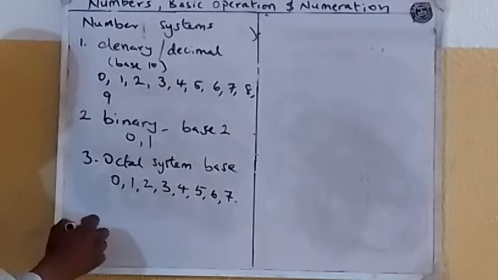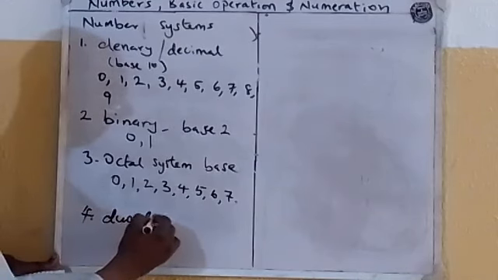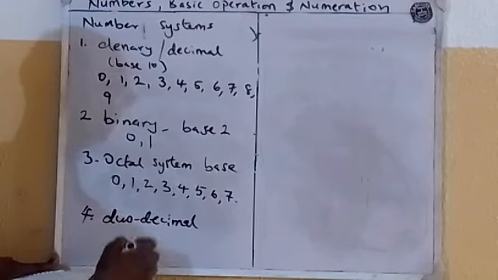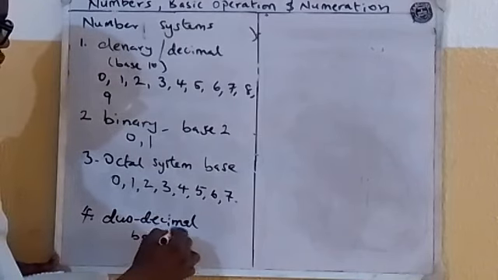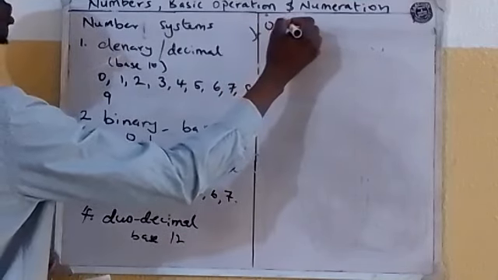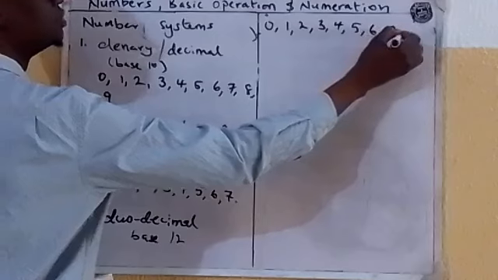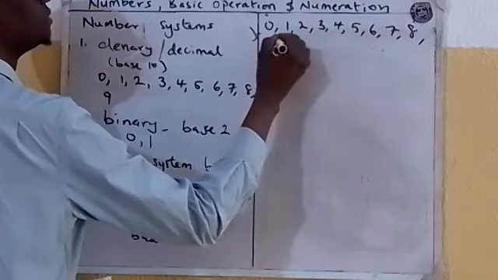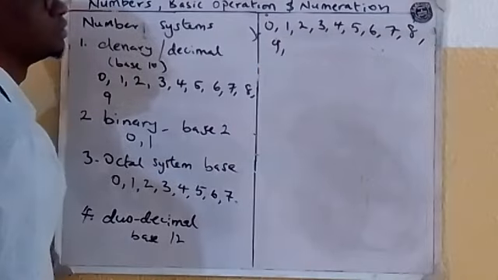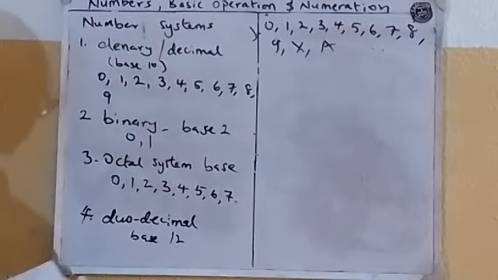And the next one that is common is the duodecimal. The duodecimal system. Duodecimal is a number system in base 12. So I'm going to give you examples. You have 0, 1, 2, 3, 4, 5, 6, 7, 8, 9. So who can guess the next one? It's not 10. It's X. And you have A. So this is the duodecimal.